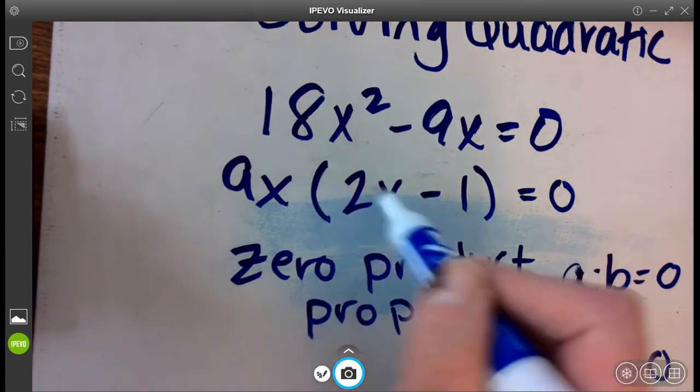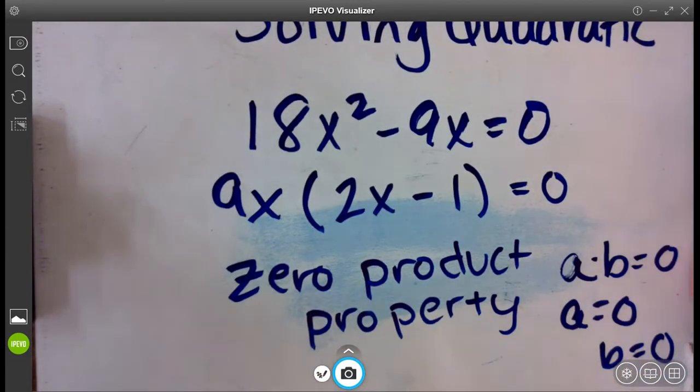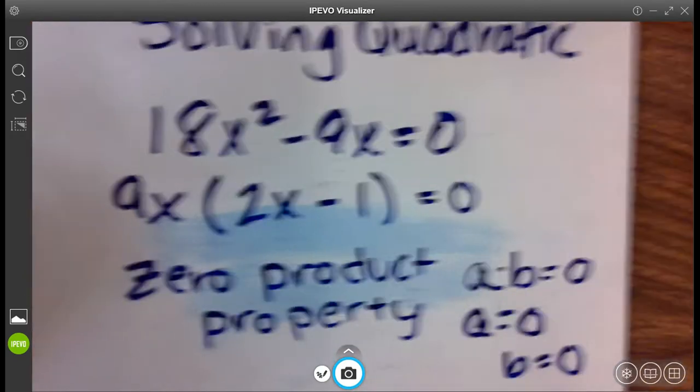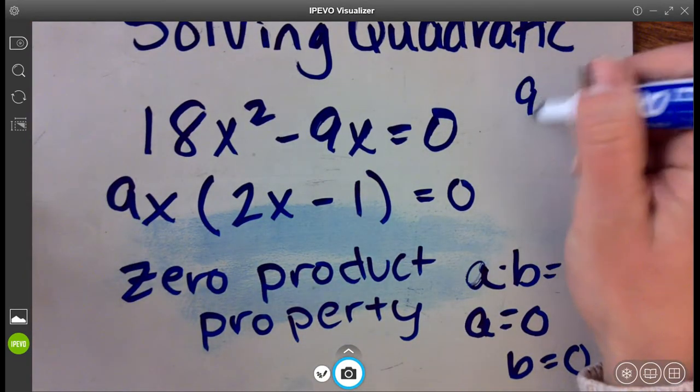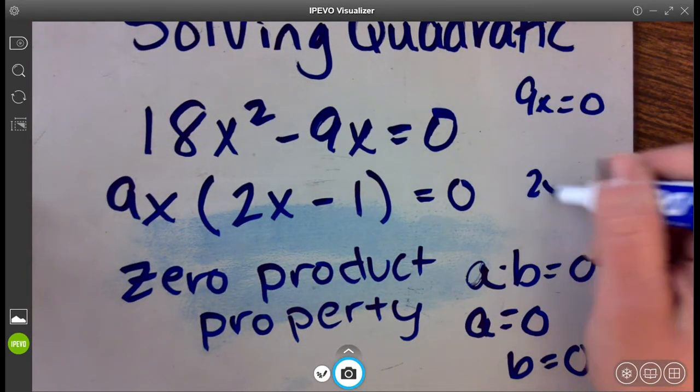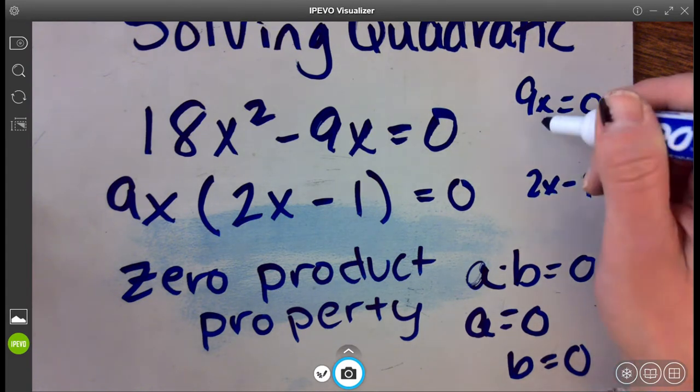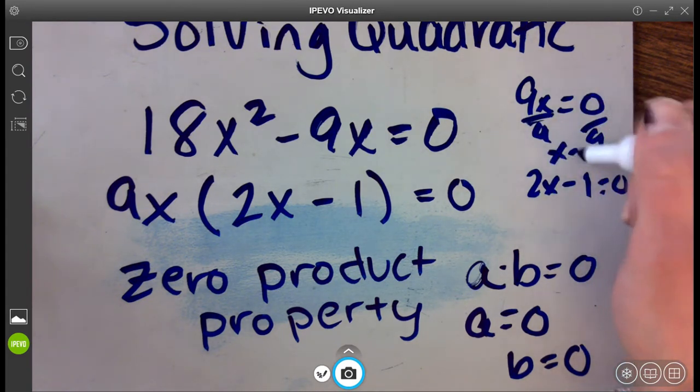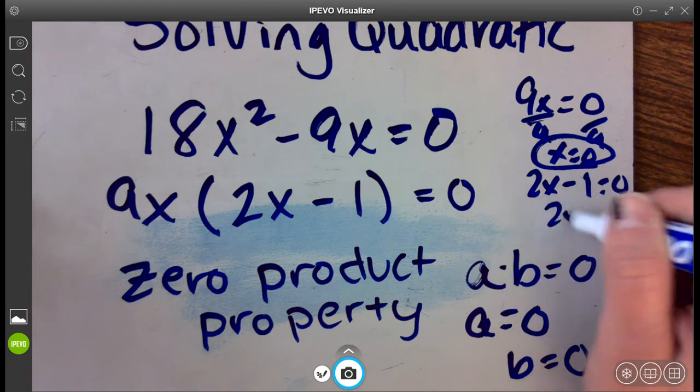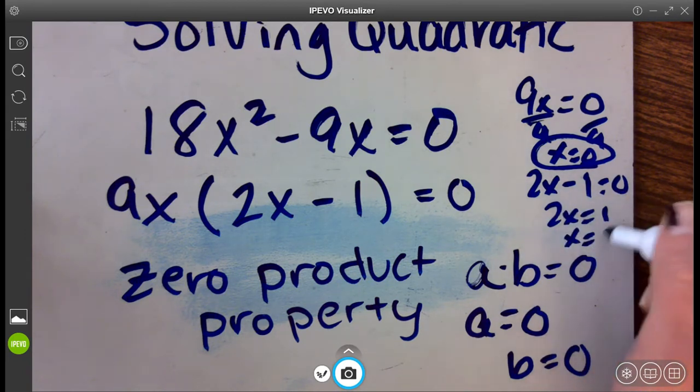Okay, so now that I factored, I set each piece equal to 0. And I get 9x equals 0 and 2x minus 1 equals 0. Therefore, when I divide by 9, x is equal to 0. And 2x equals 1. Therefore, x equals a half.